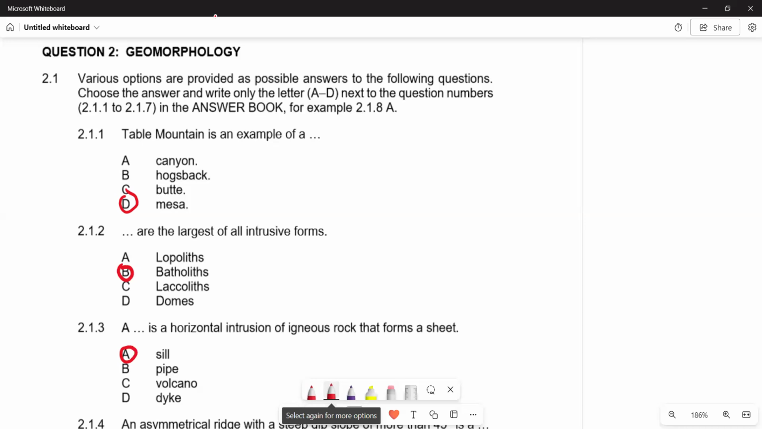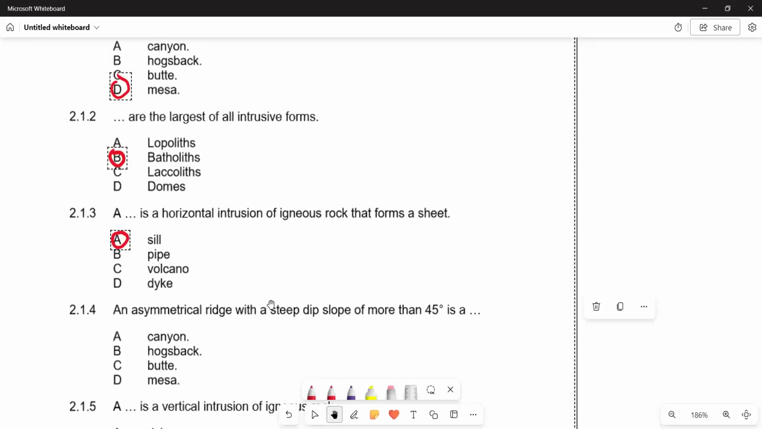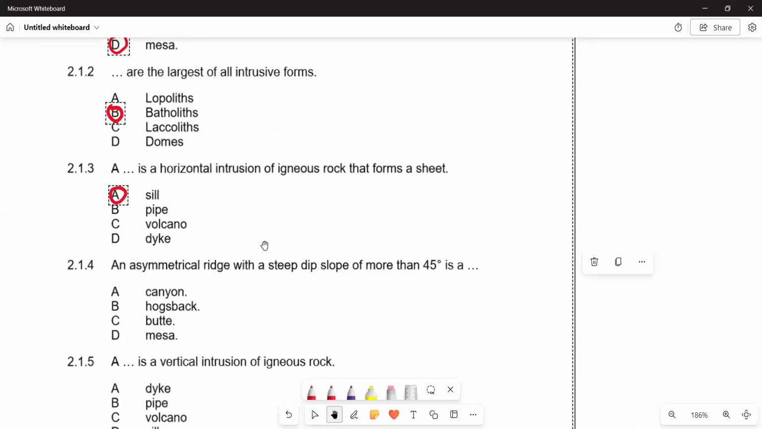Having that, we can move on to the next question. The next question that we have is 2.1.4, and it reads, the asymmetrical ridge with a steep, deep slope of more than 45 degrees is a dash.